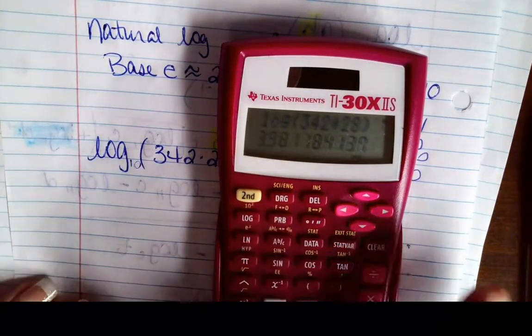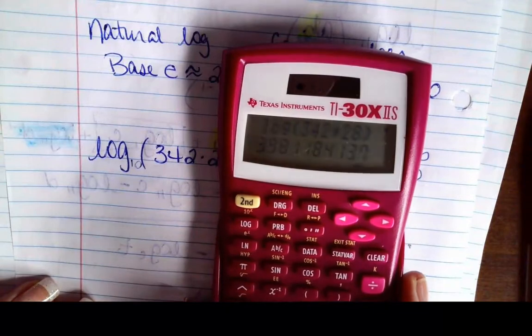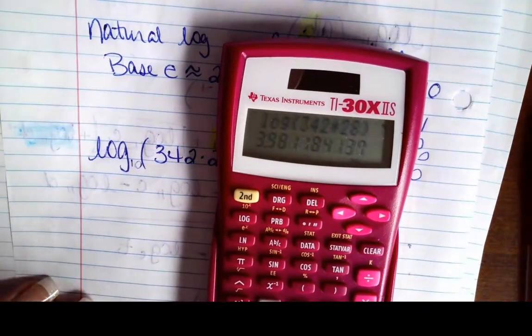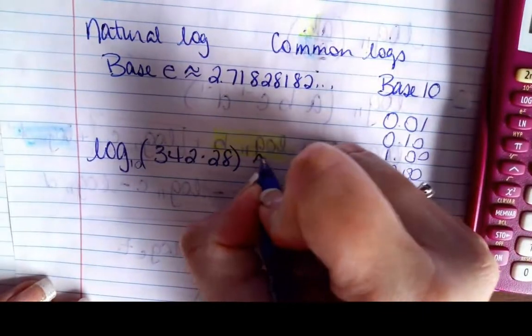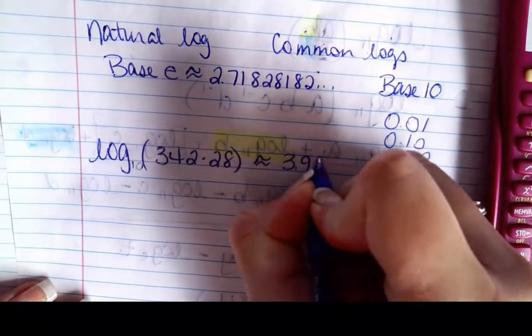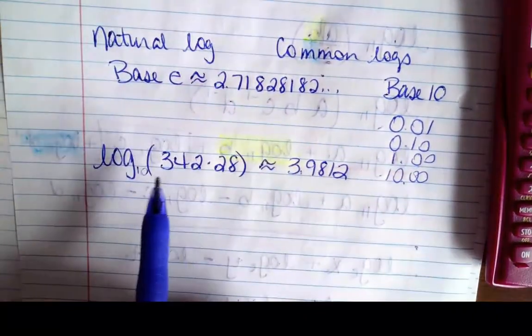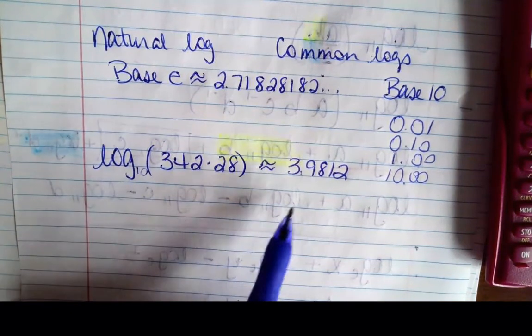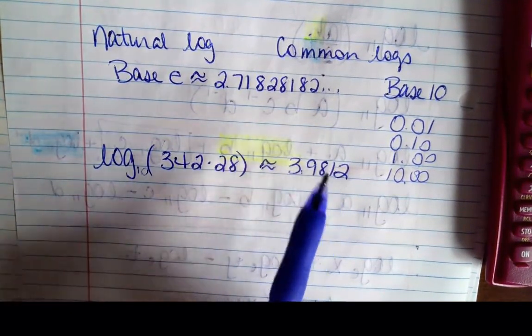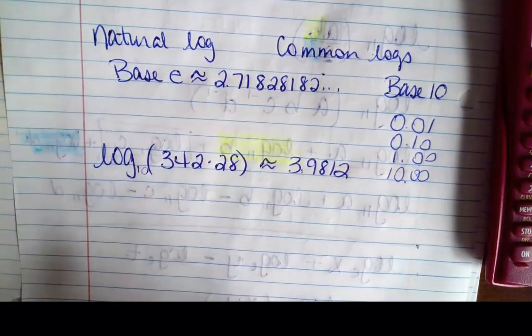We're supposed to round to 4 decimal places, so 3.9812. Basically, 10 to this power will give you whatever that product is. Okay? So let's try another one.